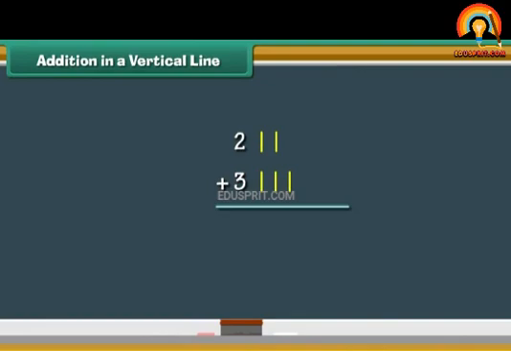Count the vertical lines. 1, 2, 3, 4, 5. Therefore, 2 plus 3 is 5. What is 3 plus 1?